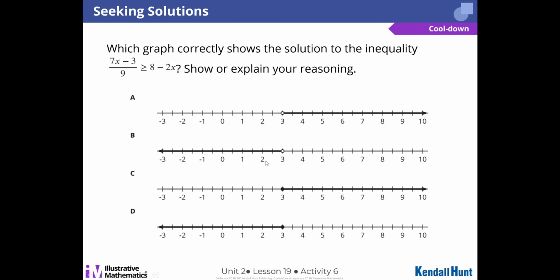So our culminating activity to test your understanding. Which graph correctly shows a solution to the inequality 7x minus 3 over 9 is greater than or equal to 8 minus 2x? Show or explain your reasoning. Keep in mind, when we have greater than or less than, we want an open circle. When we have greater than or equal to or less than or equal to, we should have a closed circle. So use that as a hint to help you solve your cooldown activity.